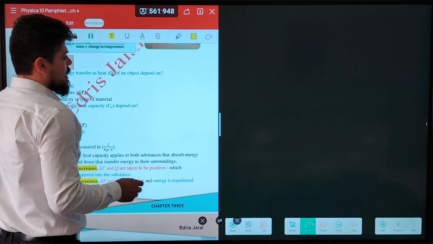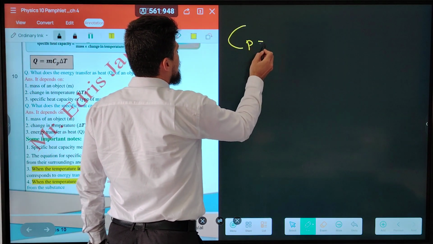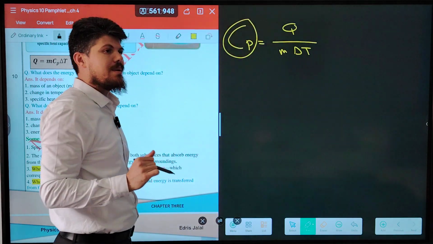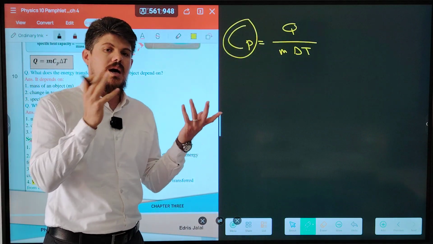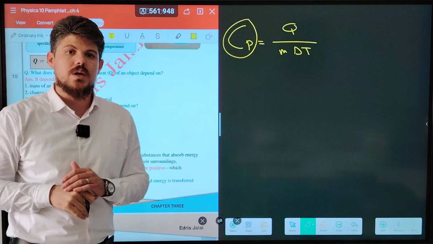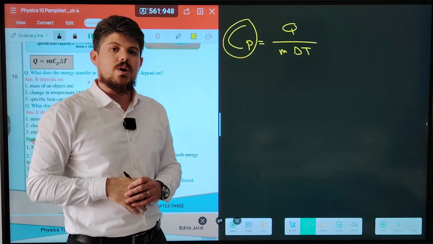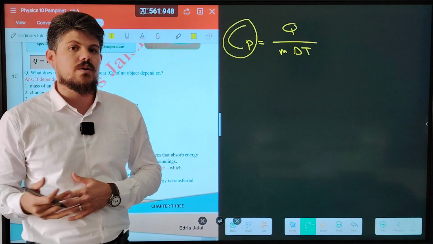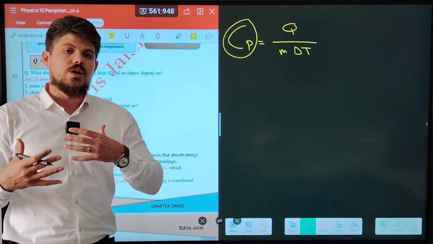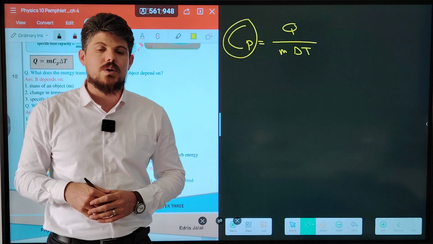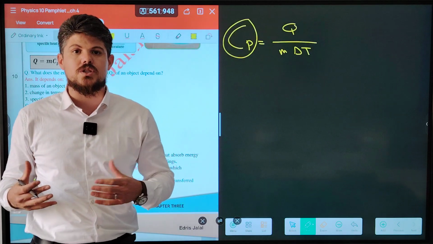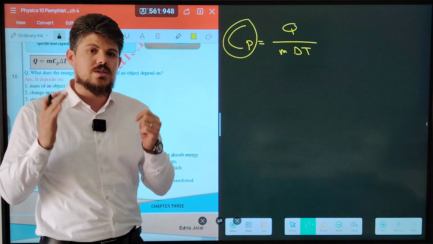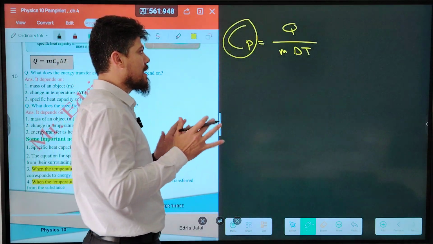So what does specific heat capacity depend on? Cp is equal to Q over m delta T. Each substance has its own specific heat capacity, because the amount of energy required is different from one substance to another. For example, water requires more energy to increase temperature by 1 Celsius, while copper requires less energy. Wood is also different. Each substance has its own specific heat capacity.